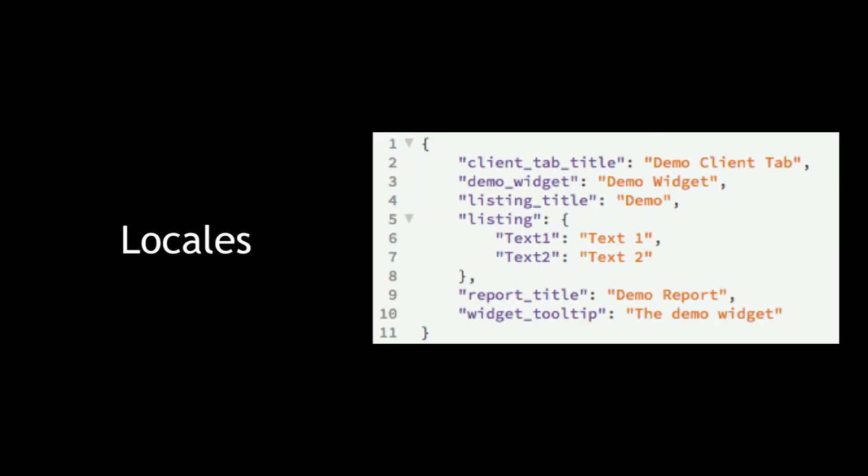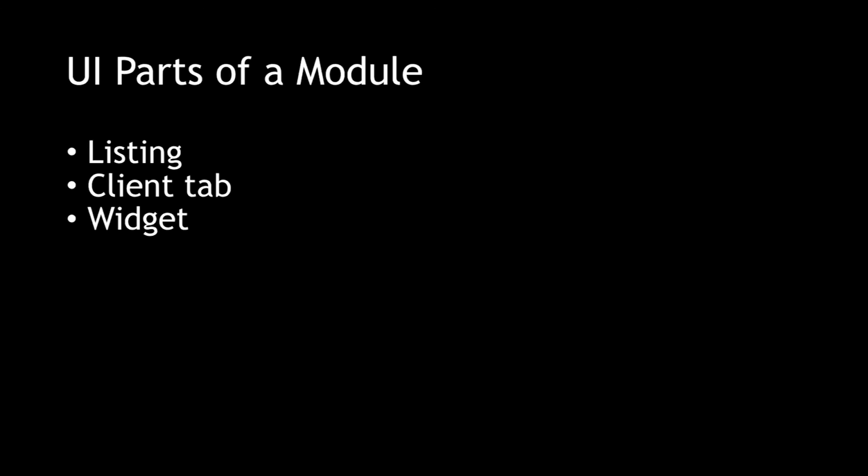Here's our example locale, containing the strings for our client tab, widget, listing columns, and report title. You can see on the left it has the string, and on the right it has the localized version of the string. As Rick demoed earlier, modules have 3 main parts to their UIs: a listing, client tab, and widgets. Now let's look at them in depth.